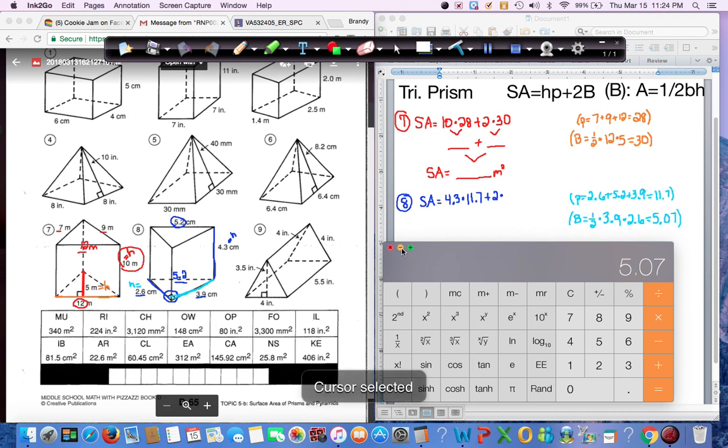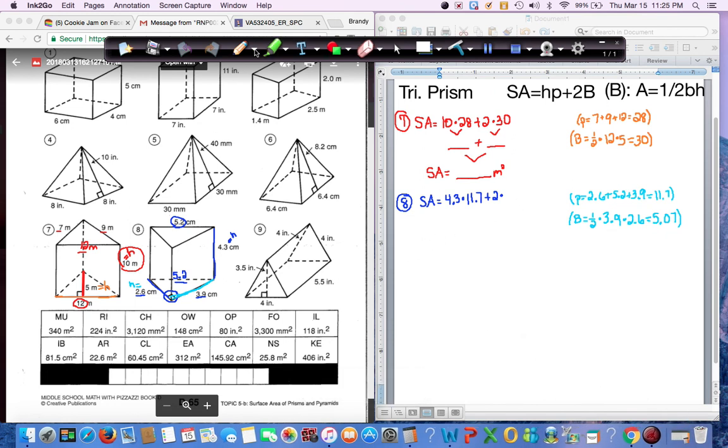Alright, put my calculator away. So that number is going to go right here, where my big B is in my formula, 5.07. And that 2 is because I have two triangles. So then we're going to say 4.3 times 11.7. It equals, write that number down. Then 2 times 5.07, write that number down. And then you add those two together, and you get the surface area of the whole triangular prism, which is centimeters squared.